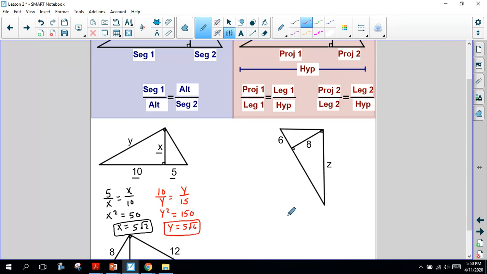Throughout this chapter, I'll be very consistent. If you have a radical in your answer, you do not want to give me the decimal. I want the simplest radical form.